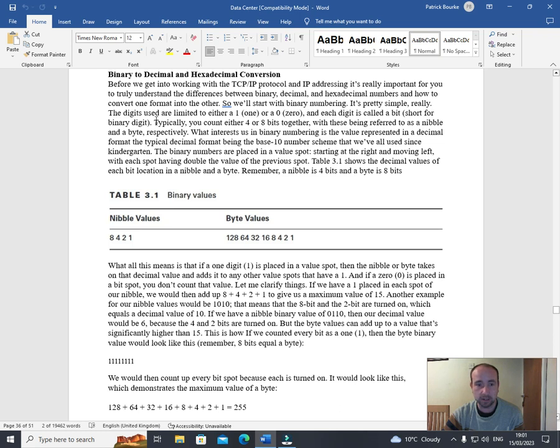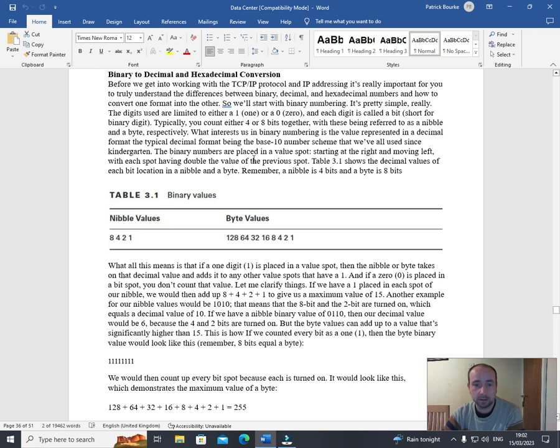It's pretty simple really. The digits used are limited to either a 1 or a 0, and each digit is called a bit, short for binary digit. Typically you count either 4 or 8 bits together, with these bits being referred to as a nibble and a byte respectively. What interests us in binary numbering is the value represented in a decimal format, the typical decimal format being the base-10 number scheme that we've all used since kindergarten.